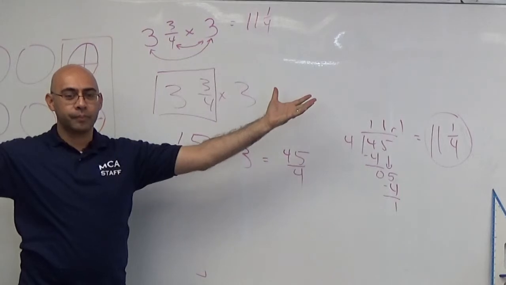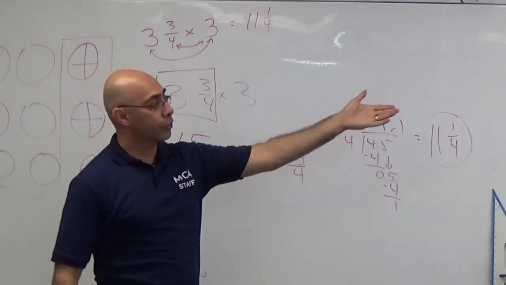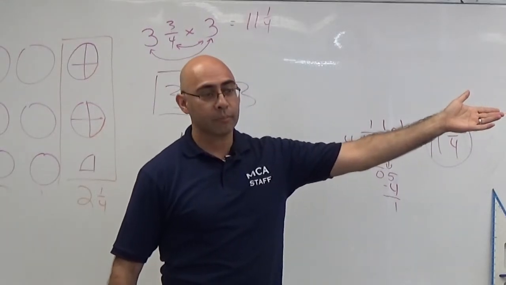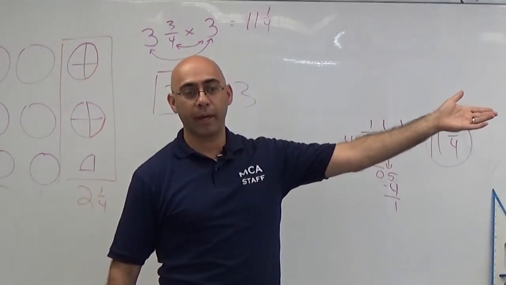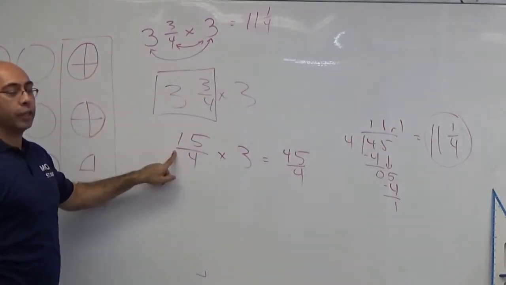So you just do top times top and bottom times bottom. So that's it. We'll just use this method right there. Top times top, bottom times bottom. If it's a mixed number, just turn it into a fraction.